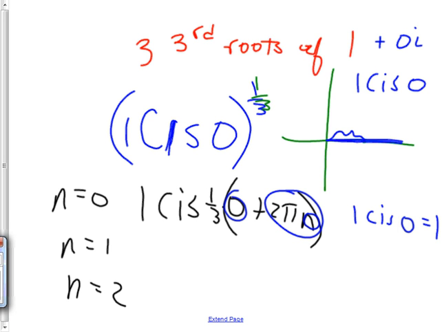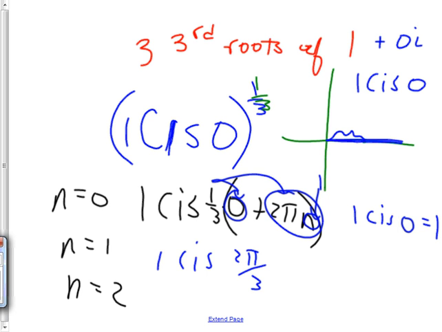You drop a 1 into that spot. And then you get 1/3 times the 0, which just disappears, and then 1/3 times the 2 pi times 1, which is 2 pi over 3, which makes 1 cis of 2 pi over 3. Raise your hand if you have that one right.